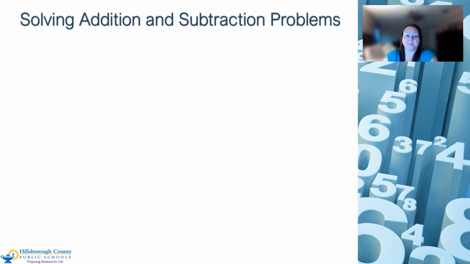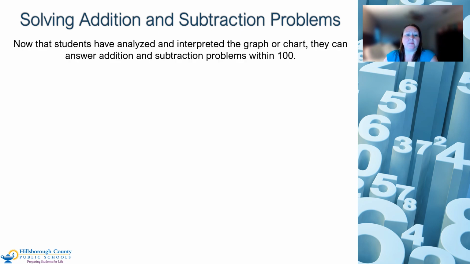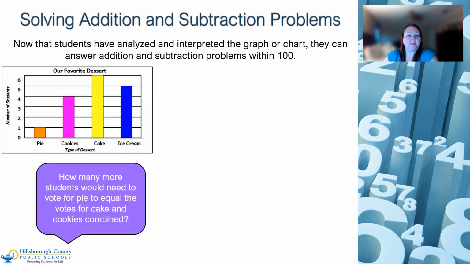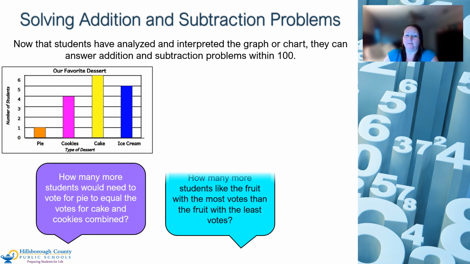So now that students have spent time understanding the graph or chart, we can spend time having them answer questions involving addition and subtraction within 100. So for example, the first one, the same bar graph from the last one, we might ask how many more students would need to vote for pie to equal the votes for cake and cookies combined.